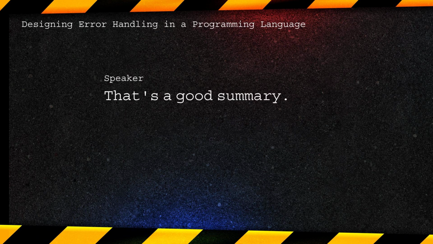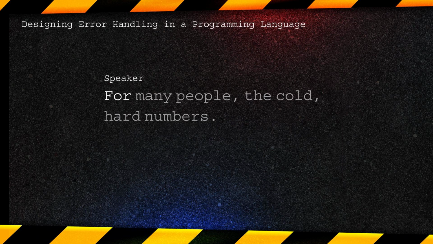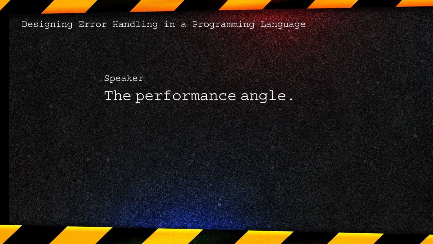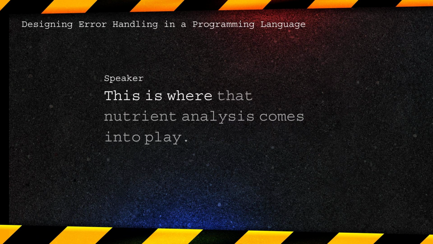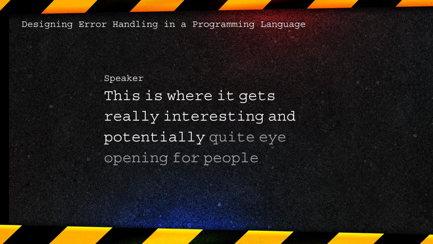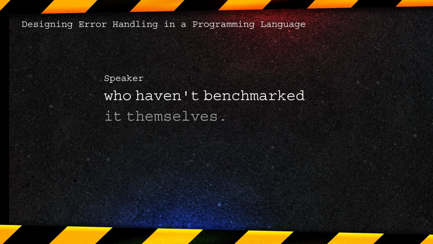That's a good summary. Now let's get to the really juicy part for many people, the cold, hard numbers, the performance angle. Because this is where the exception model and the error value model seem to really diverge, isn't it? This is where it gets really interesting and potentially quite eye-opening for people who haven't benchmarked it themselves.